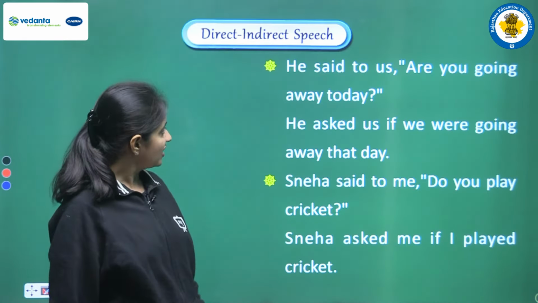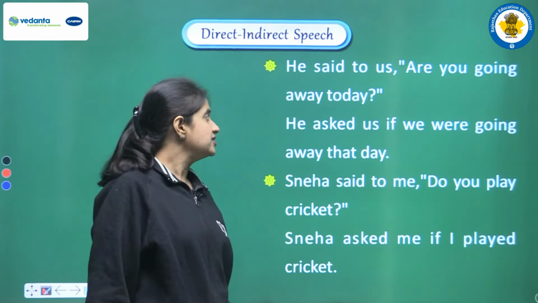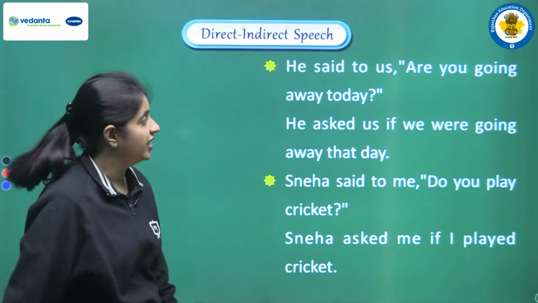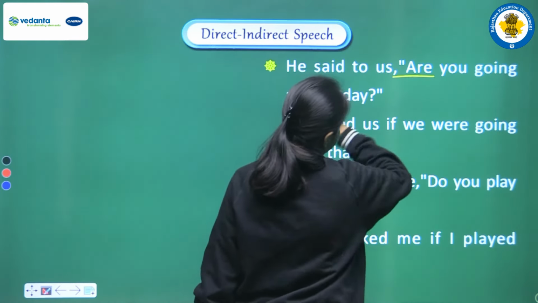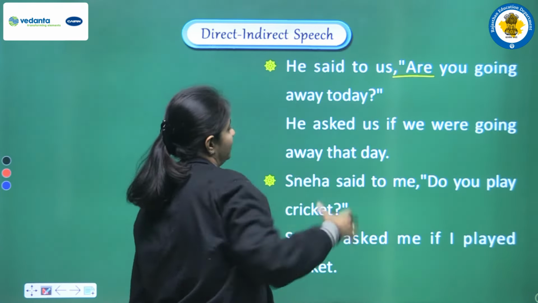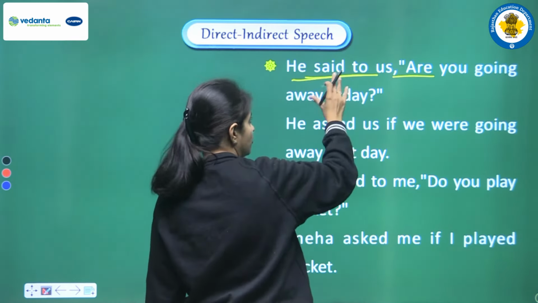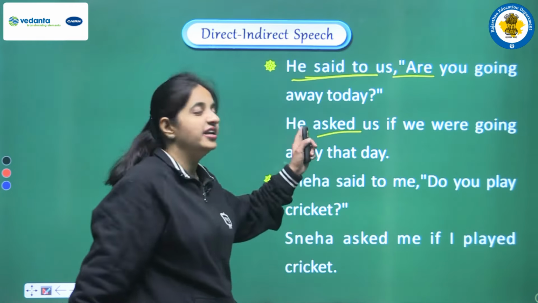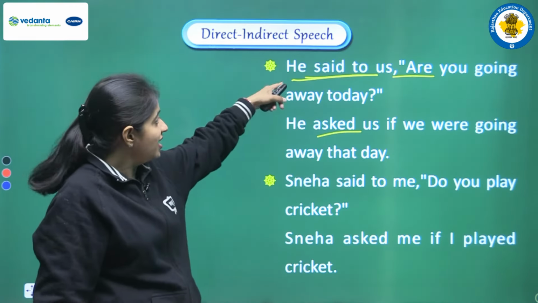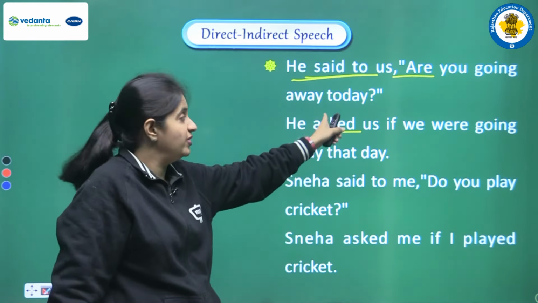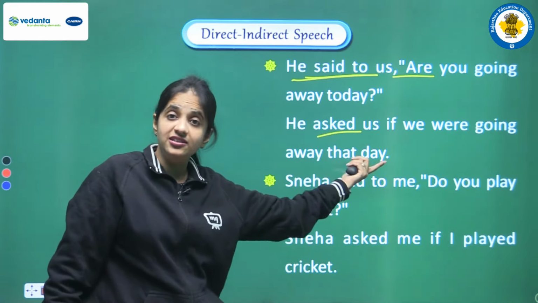Okay. Next is, he said to us, are you going away today? So yes, also in this sentence we are having are, that is an auxiliary verb. So first of all we are doing the changes in the reporting verb. Said to is converted into asked. So here we are having he said to us, and we are writing he asked us.